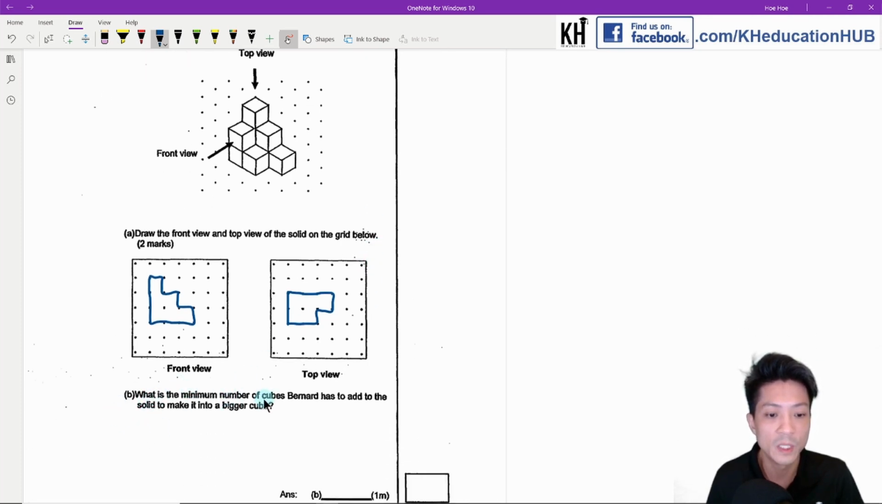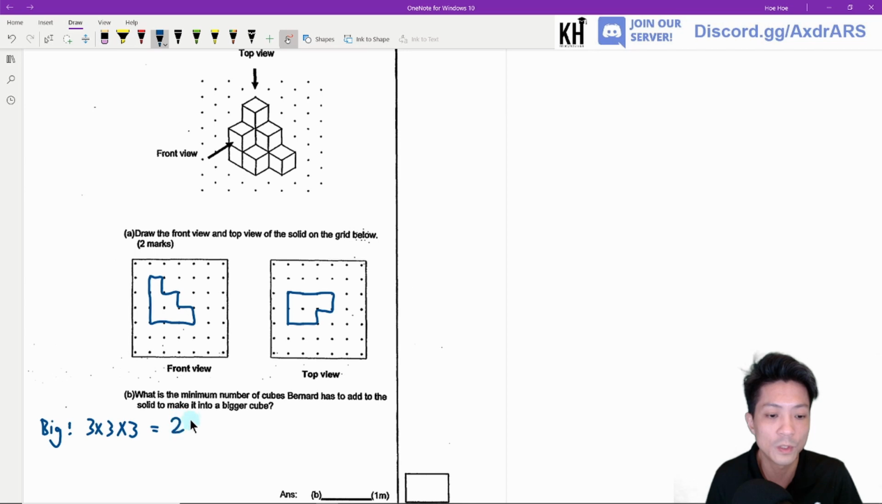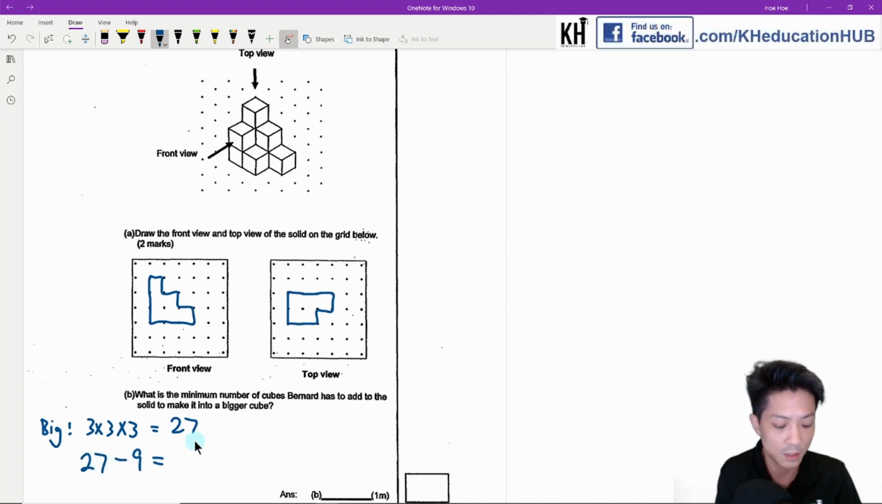Part B, what is the minimum number of cubes Bernard has to add to the solid to make it a bigger cube? So in order to make it a bigger cube, we need to look at the side. The side, there are three cubes. So the bigger cube would be a 3 times 3 times 3 cube, which will give you 27 cubes. So to find how many cubes Bernard will need to add, we need to use 27 minus away the 9. 27 minus 9 will give me 18.